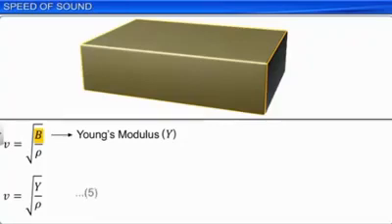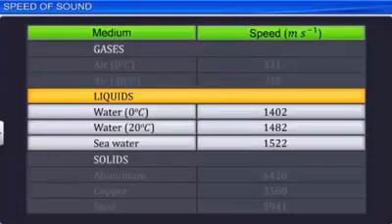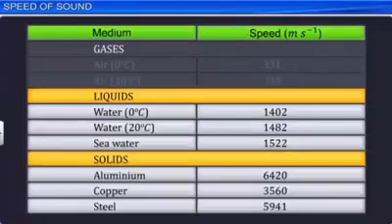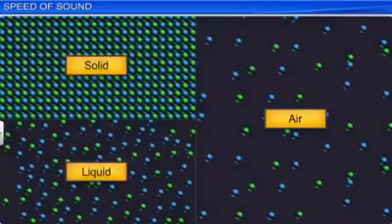The table shows the speed of sound in various media. From this table, we find that the speed of sound in liquids and solids is higher than in air. The reason is that the densities of liquids and solids are higher than the density of air.